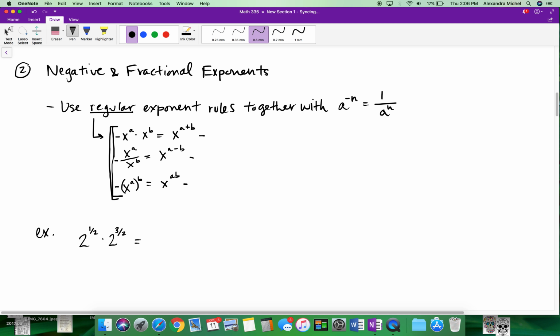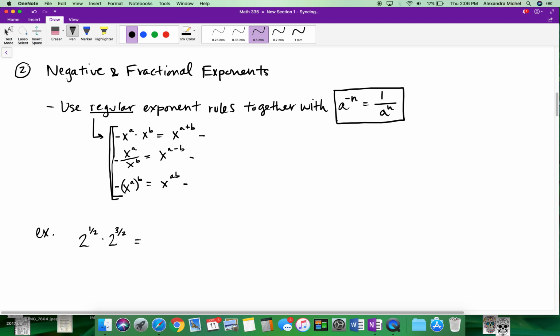We also have this idea of a negative exponent, and what that does is it just makes us take the reciprocal of that expression. So a to the negative n will give us 1 over a to the nth power.